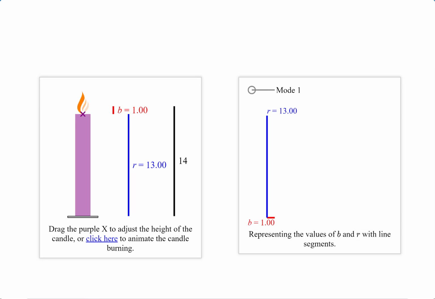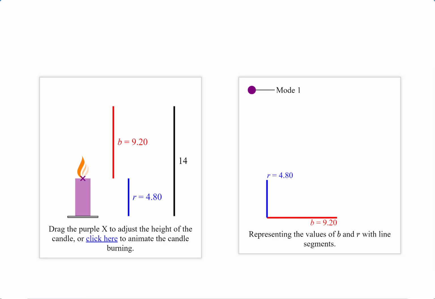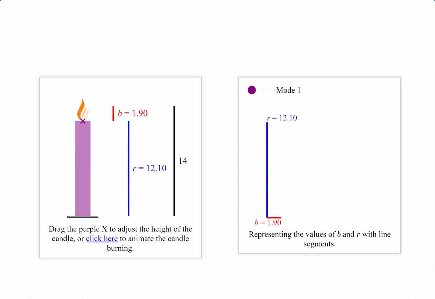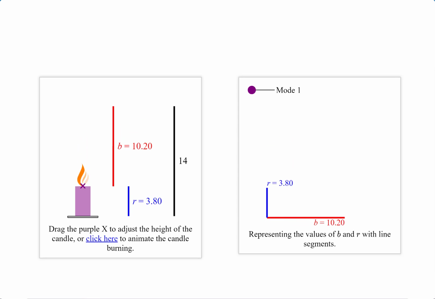Now what we'll do is, instead of having those segments for b and r represented horizontally, we'll make r vertical, and then we'll place those two segments end to end, as shown over here on this right-hand side. So then as the candle burns, those segments vary in the same way, but now r is vertical and b is still horizontal.